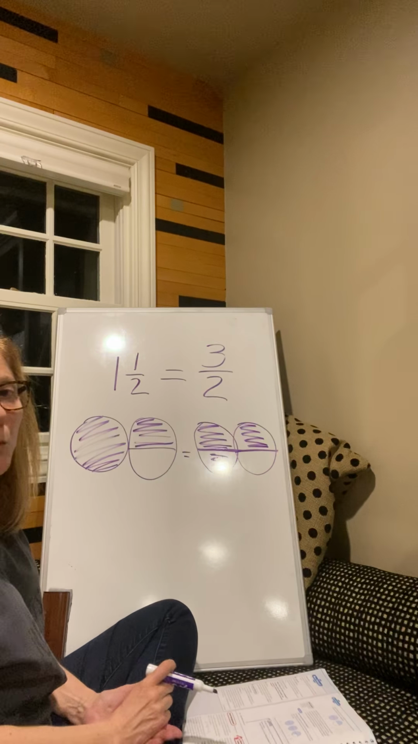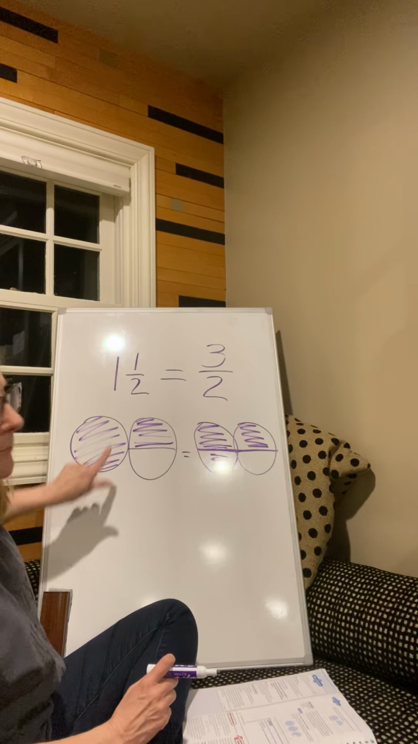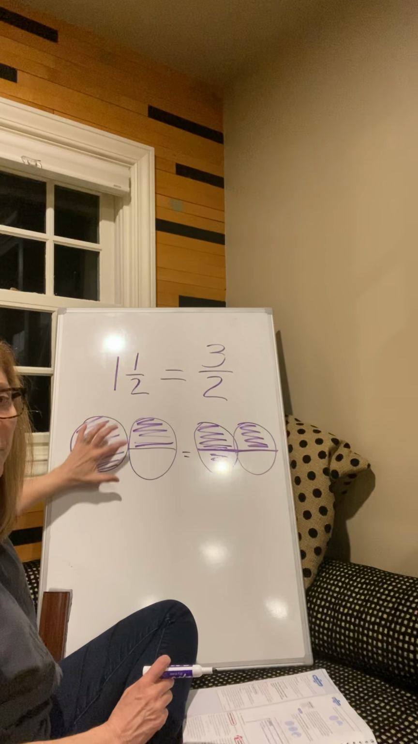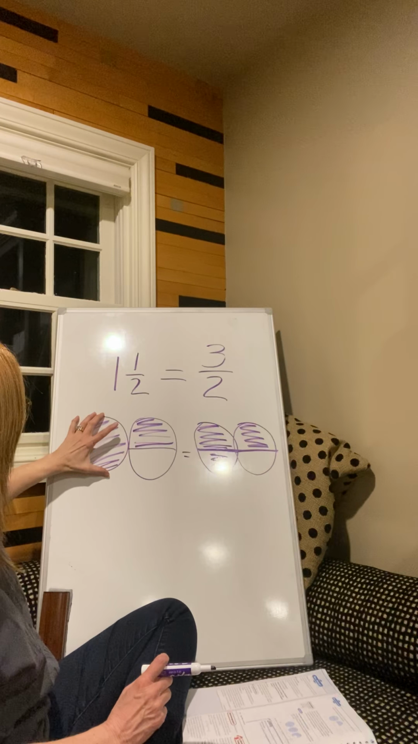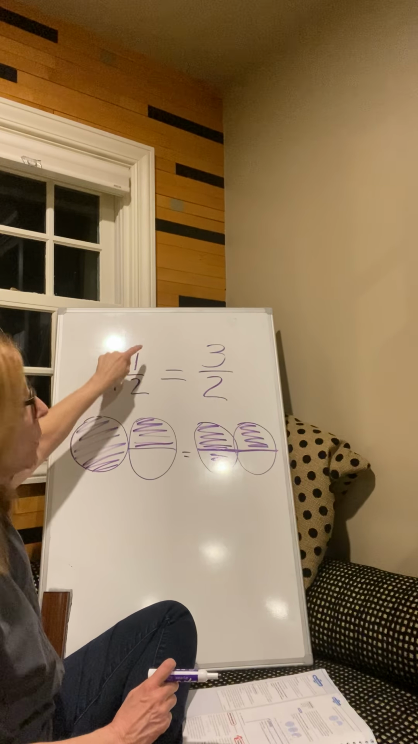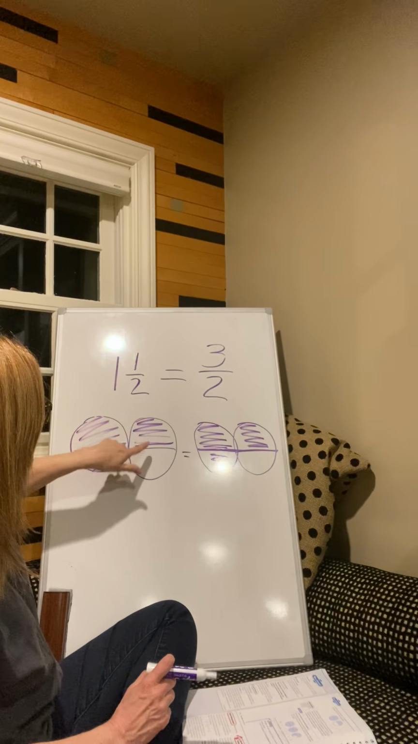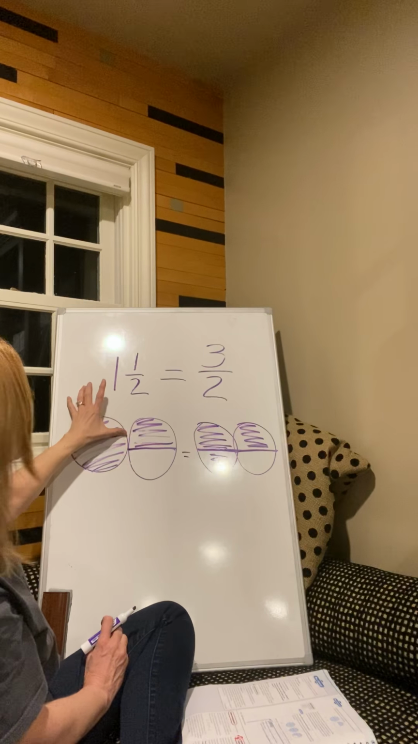Okay, so what I did was I drew 1. There's 1 hole, and I colored it in. That's 1 hole. Then this is a fraction for 1 of 2 halves. So I had to half my circle here, and I just colored in 1 of them because that's what I wanted. I have 2 pieces. I wanted 1. So here's 1 1/2 colored in.